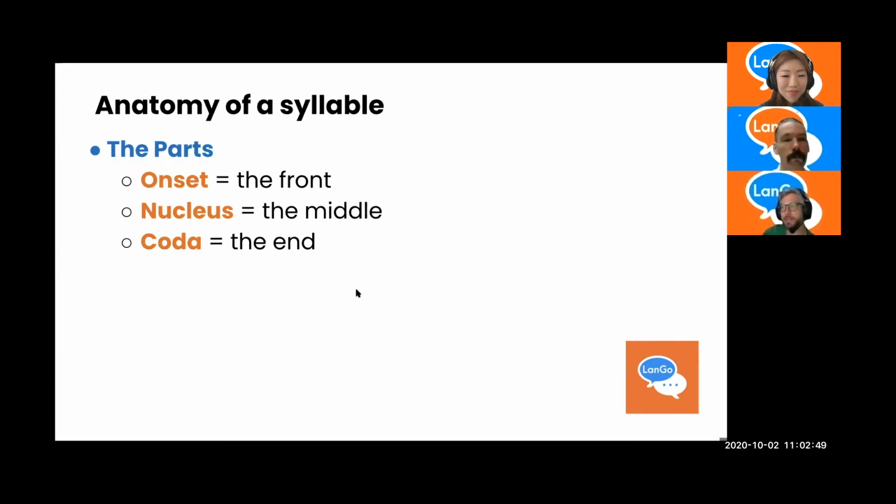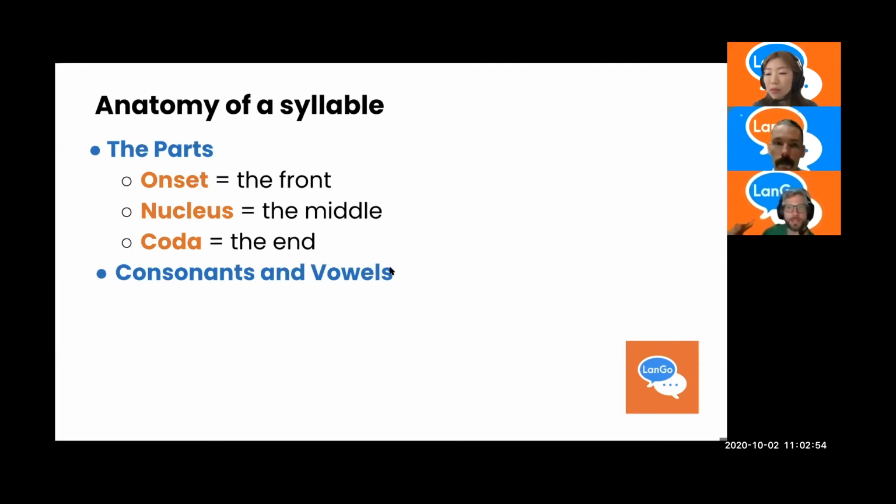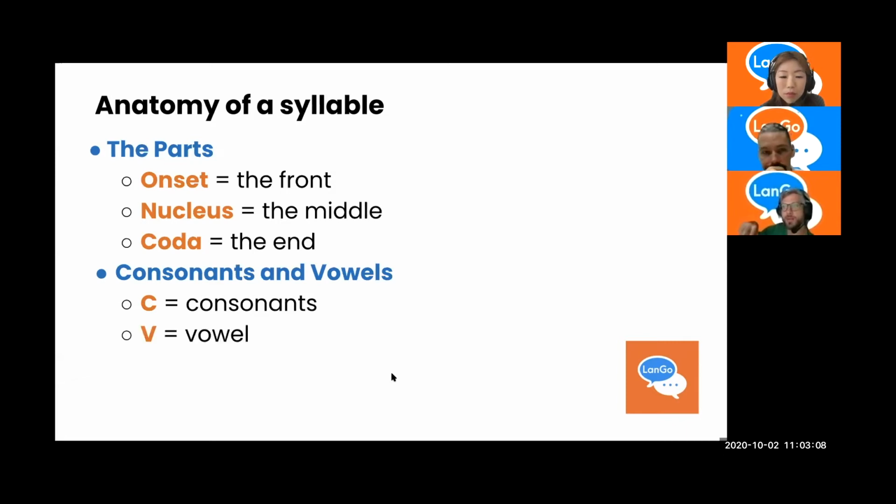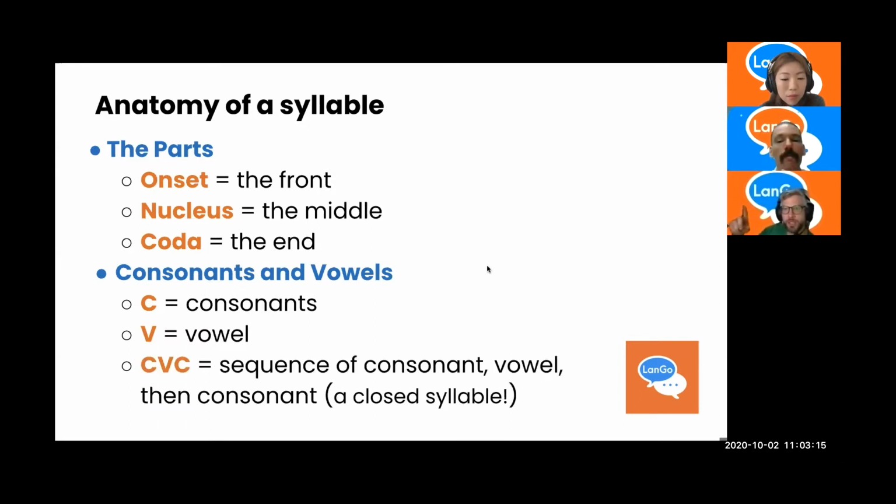So typically, the onset and coda, if it's populated, will be filled with consonants, and the nucleus will typically be a vowel. So we represent these kinds of things inside syllables as C for consonants and V for vowels. So if I were to write down capital C, capital V, capital C, other linguists would know that that is a sequence of consonant, vowel, and then consonant. We will call that a closed syllable, right?